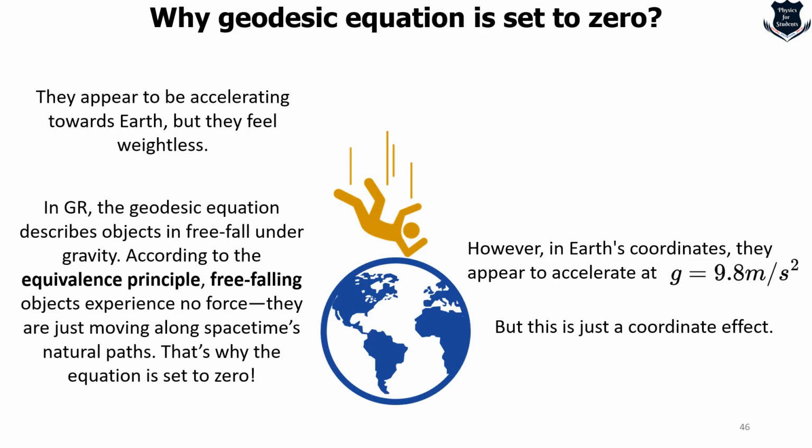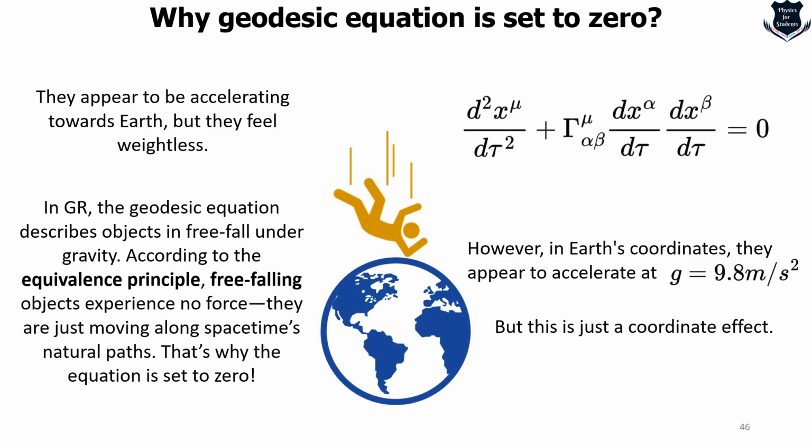So the geodesic equation, why is it now set to 0? Because according to the equivalence principle, free-falling objects have no force, although they seem to be under a force. And that is why the geodesic equation is set to 0. So the equivalence principle tells us that free-falling objects experience no force. They are just moving along the trajectory, their natural path. And that is why, because there is no force, we set it to 0.